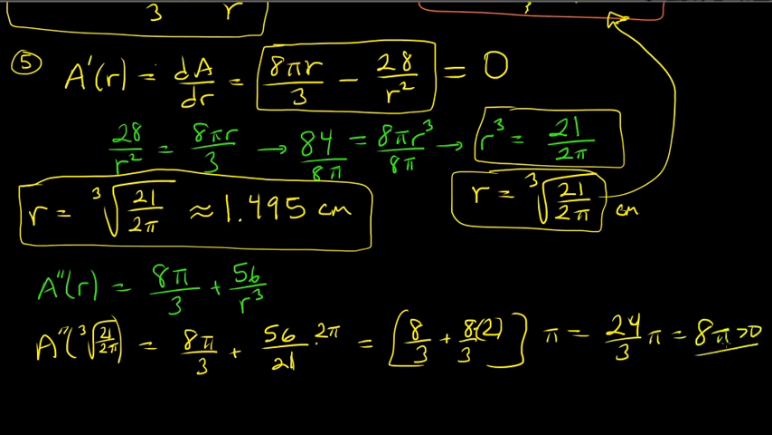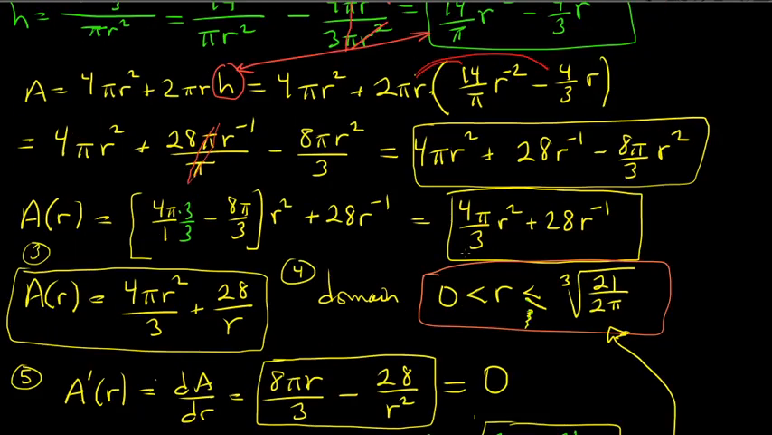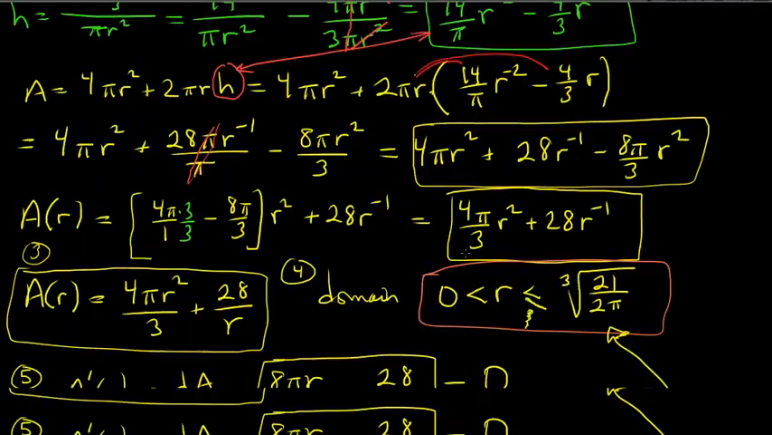And 8 pi is certainly positive. So if the second derivative is positive, we know we're concave up, which happens at a minimum. So yes, we minimize the surface area.